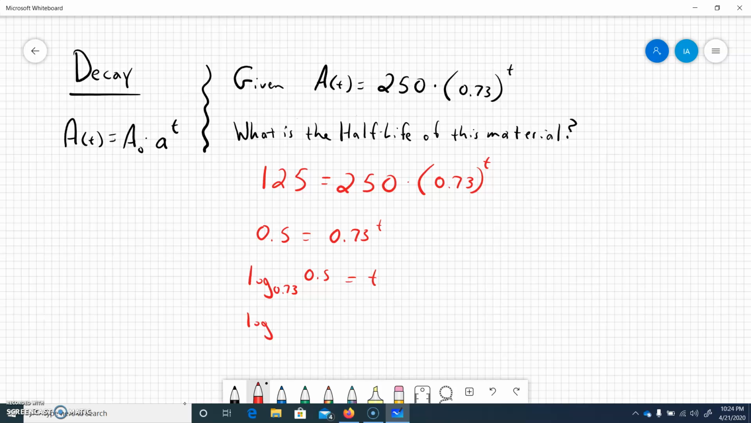We'll use change of base. Log of 1/2 over log of 0.73 equals t. That's still an exact answer, but we're going to go to a calculator so we get some reasonable number. Log of 0.5 divided by log of 0.73. And I get 2.2, if this is in years. So this is a silly little question, but in the scope of things, we were able to solve it. Okay. So in these first two examples, we solved for the time it would take for something to happen.